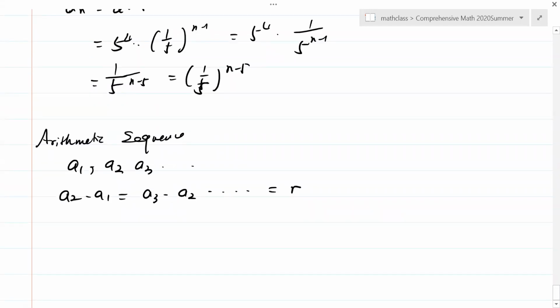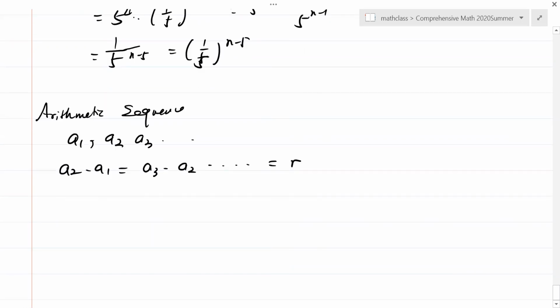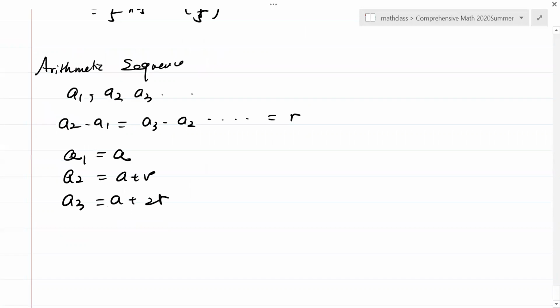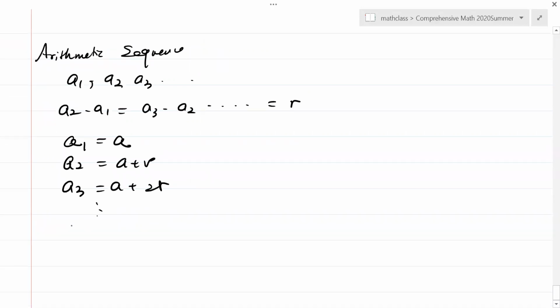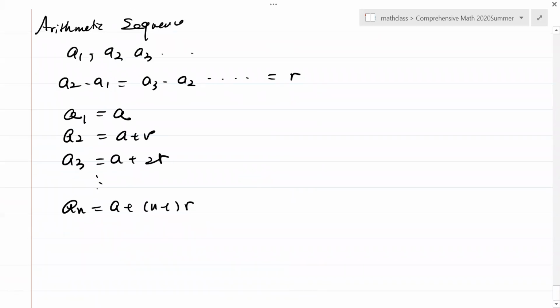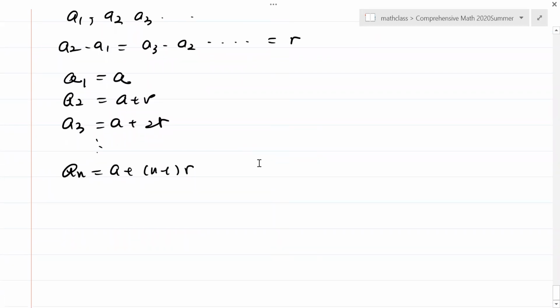And then you can get a general term if you know the first term. If A1 is A, then A2 is A plus R, and A3 is A plus 2R, increased by R each term. So the general term is A plus n minus 1 times R. That is the general formula for the arithmetic sequence. Now let's do some problems.